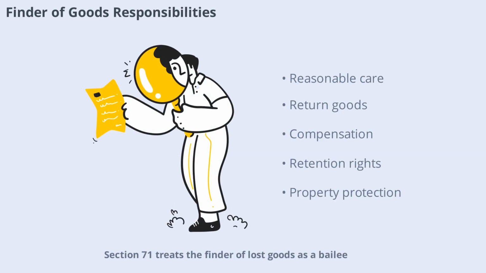Section 71 treats the finder of lost goods as a bailee, imposing duties to take reasonable care, not make unauthorized use, not mix goods, and return goods to the owner. The finder has rights to retain possession, claim compensation for expenses, and sue for rewards if offered. These obligations ensure fairness and protect property rights.